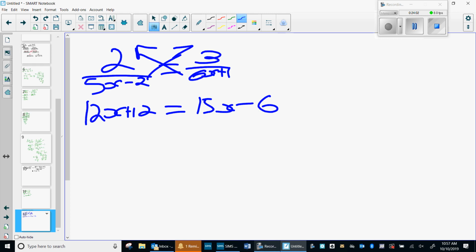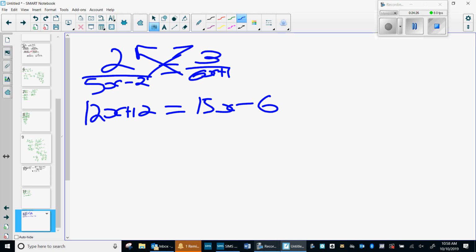What happens to the denominators? Pardon? So when it's fraction equals fraction, you just cross multiply, and then they disappear. How come they just disappear? Because what you've done is multiply both sides by both denominators, and so that's essentially what's happened.